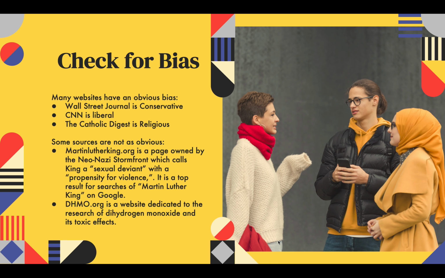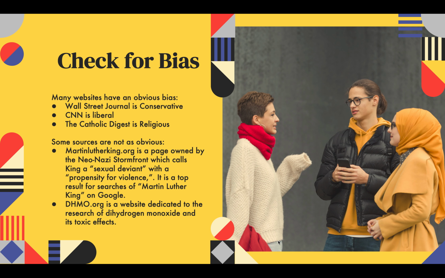You also want to check for bias in your sources. Lots of websites are going to have an obvious bias. The Wall Street Journal is conservative. So when you read that, you're going to know that it kind of has a conservative slant. CNN is liberal. So when you read CNN, you're going to know, okay, CNN is going to lean further to the left. The Catholic Digest is religious. Obviously, none of those things are inherently bad. You just want to be aware of them.